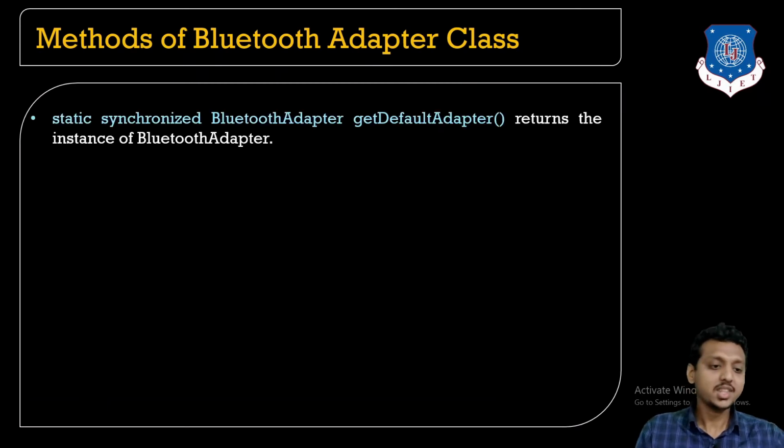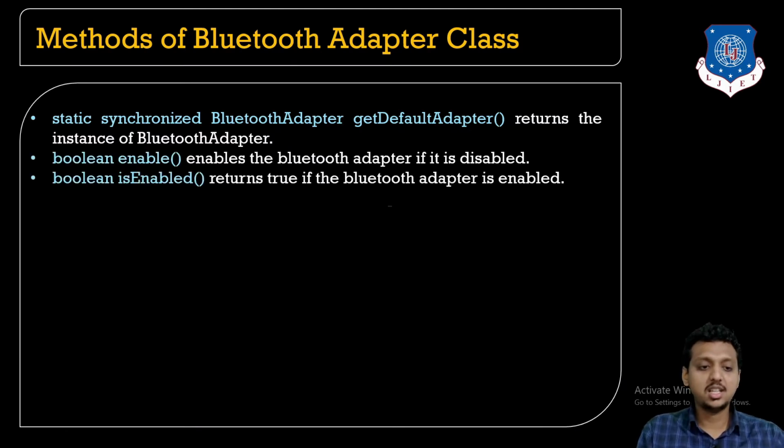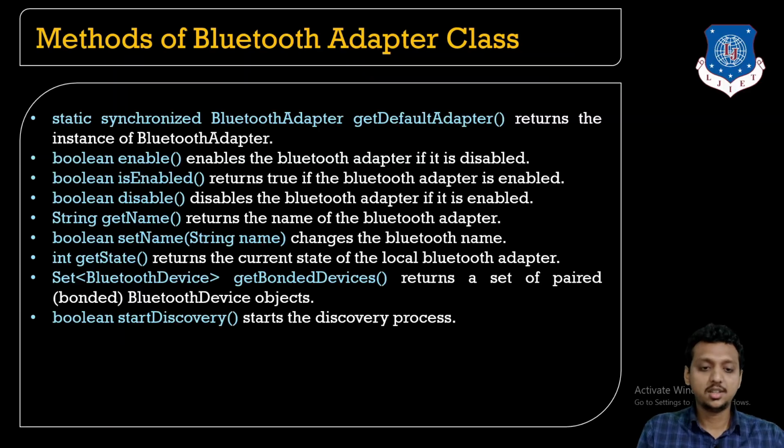in Android. The BluetoothAdapter class has various methods. The static synchronized BluetoothAdapter getDefaultAdapter returns the BluetoothAdapter. Boolean enable enables the Bluetooth adapter if it is disabled. isEnabled checks whether Bluetooth is enabled or not. disable disables the Bluetooth. getName returns the name of the Bluetooth adapter. Boolean setName sets the name of the Bluetooth. getState returns the current state of the local Bluetooth adapter.